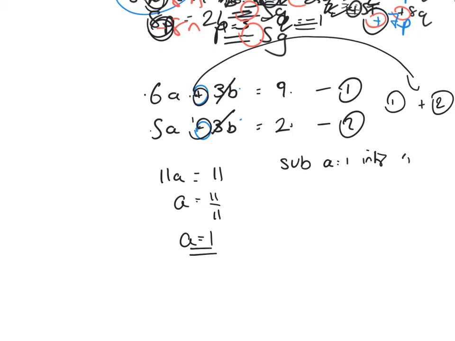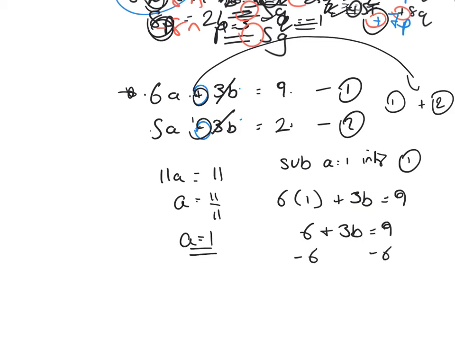I'm going to sub it into equation 1. I could put it into 2. That would be fine as well. Equation 1 maybe looks slightly easier. So in equation 1, wherever I see a, I can replace it with 1. 6 lots of 1 plus 3b is equal to 9. 6 plus 3b equals 9.